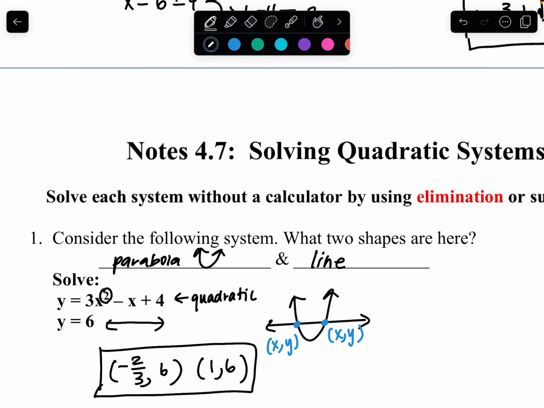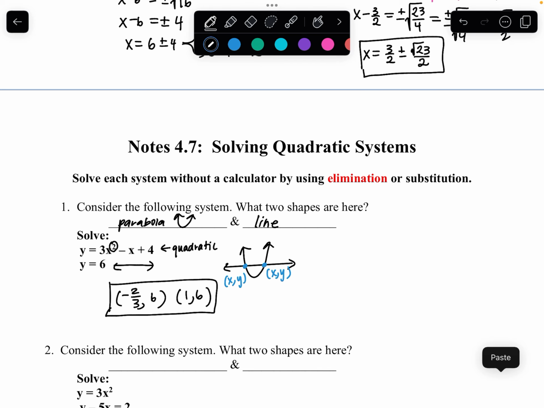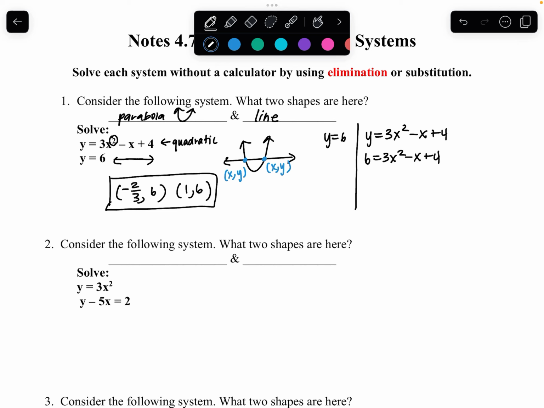And so for this one, substitution is going to be the best way to go. We know that y equals 6. And so in my other equation, we have y equals 3x squared minus x plus 4. We can substitute the y with a 6. And so now we just have a quadratic equation to solve. And so we always want to put everything on one side set equal to 0. And so we would have 3x squared minus x minus 2 equals 0.